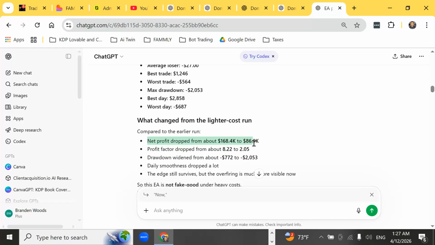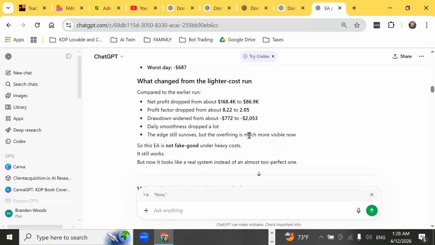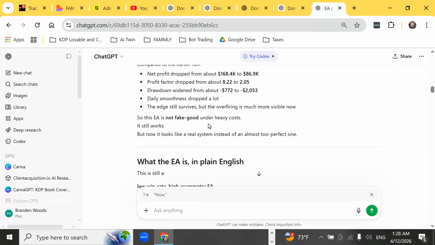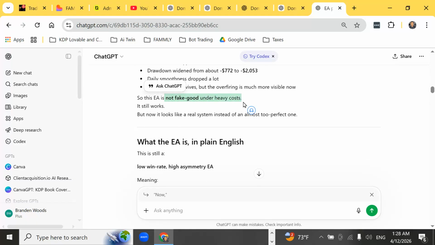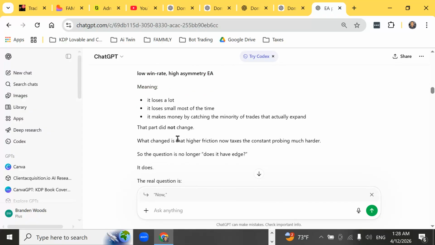Right? Net profit dropped, profit factor dropped, and this is still really respectable. That's really good. So this was the max loss on that. So I would have to take a little bit of lot size down just a little bit, just to make this like 1,000 or so, to keep it within the range of those 50Ks. Edge still fires and it still survives. That's good. So this is not fake, right? It's not fake. Low win rate, high asymmetry.